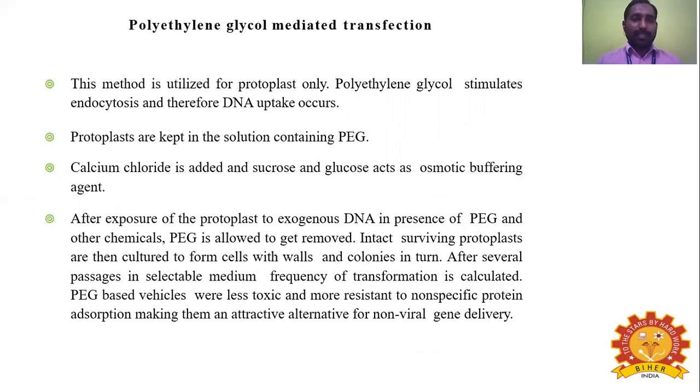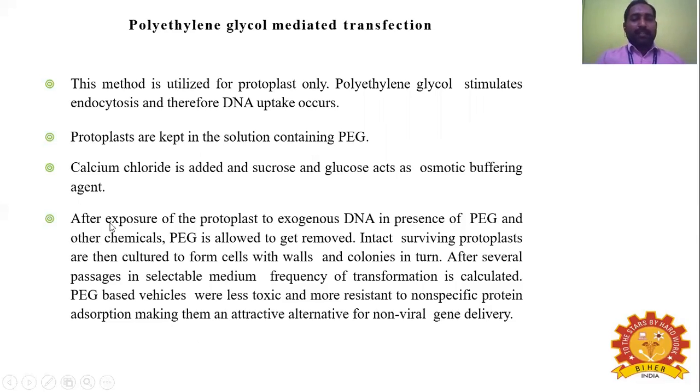So this is the next method, polyethylene glycol mediated transformation. This method is utilized only for protoplasts, not walled cells. Polyethylene glycol stimulates endocytosis, therefore DNA uptake is easily enabled. And the protoplasts are kept in a solution containing polyethylene glycol and calcium chloride, also with sucrose and glucose, which act as the osmotic buffering agent.